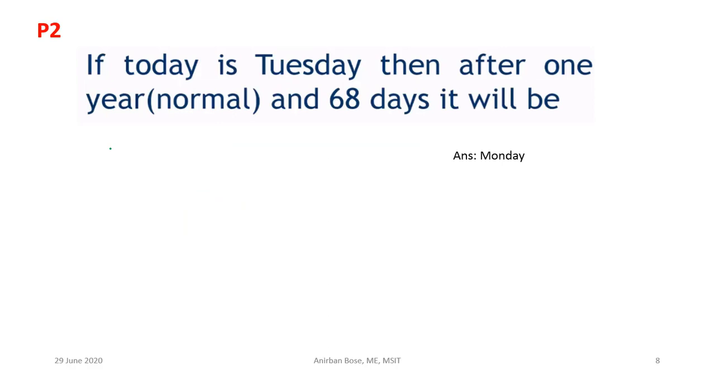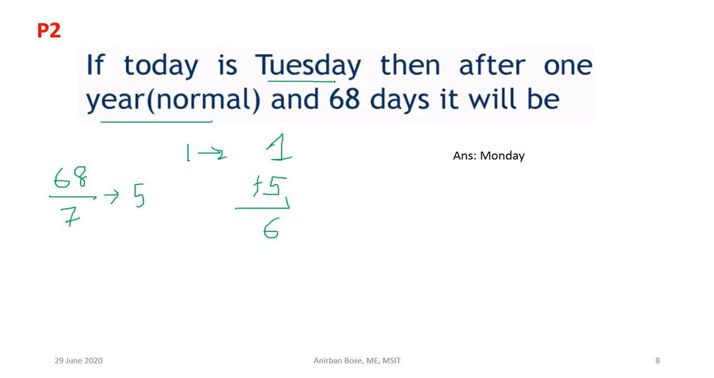Now if today is Tuesday, then after 1 year and 68 days it will be. That year is not a leap year, that is given. Okay, so after 1 year means how many odd days? 1 odd day. 68 days means how many odd days? If you divide by 7, find out what is the remainder. 63, so 5 is remainder. So how many odd days? 1 plus 5 is 6 odd days, right? So from Tuesday you have to consider 6 odd days.